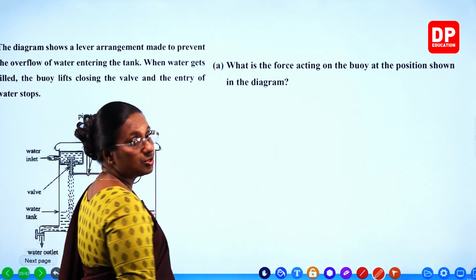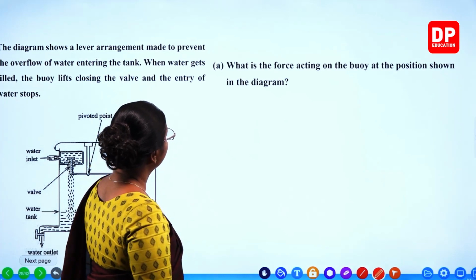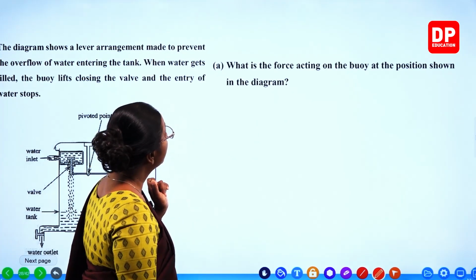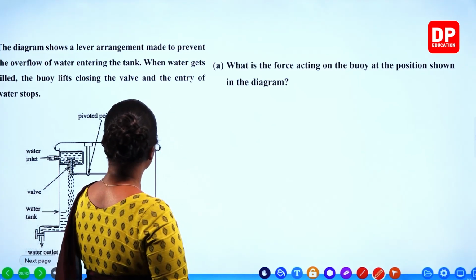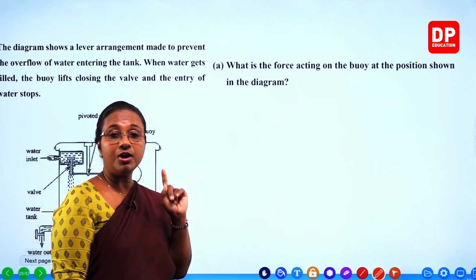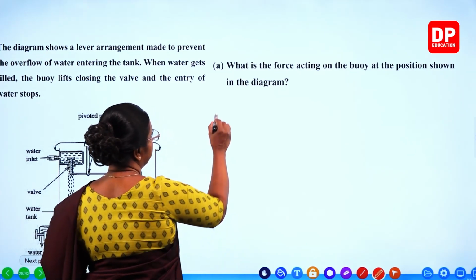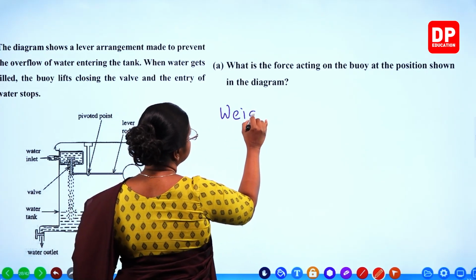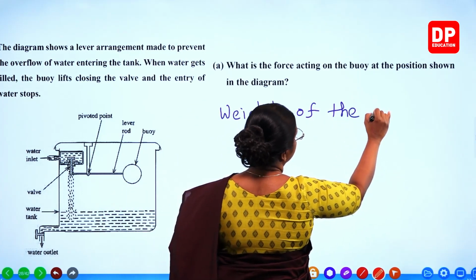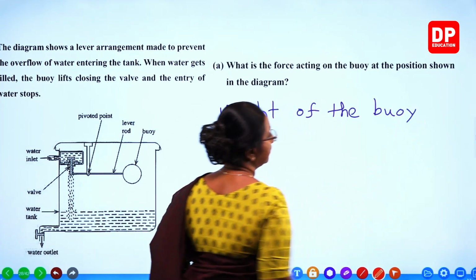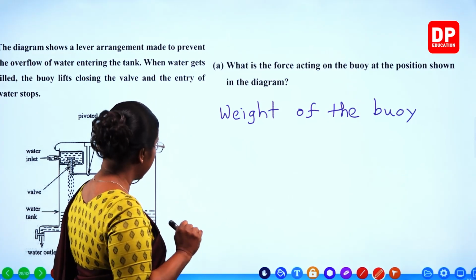So again, the arrangement, the diagram and the question is given to us. First question, what is the force acting on the buoy at the position shown in the diagram? So I explained to you all, it is the weight of the buoy. Weight, or you can say weight of the buoy. Is that okay? So that is the answer.